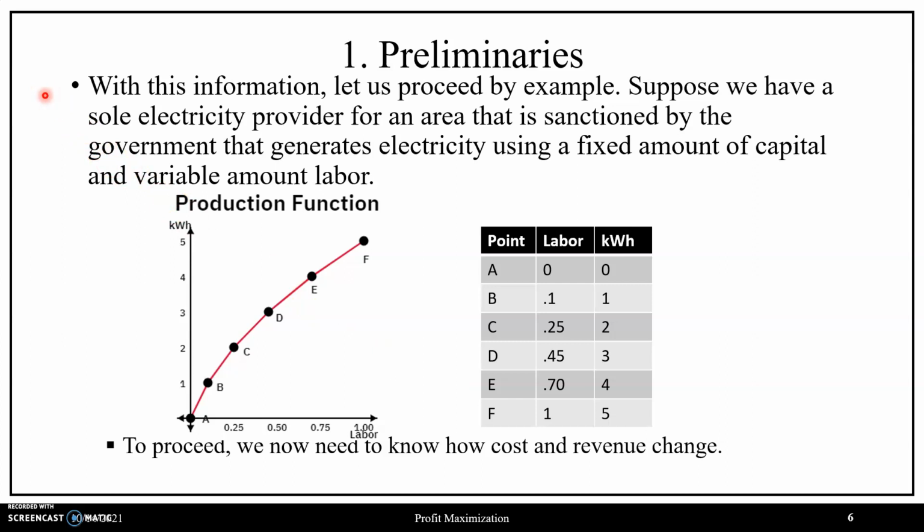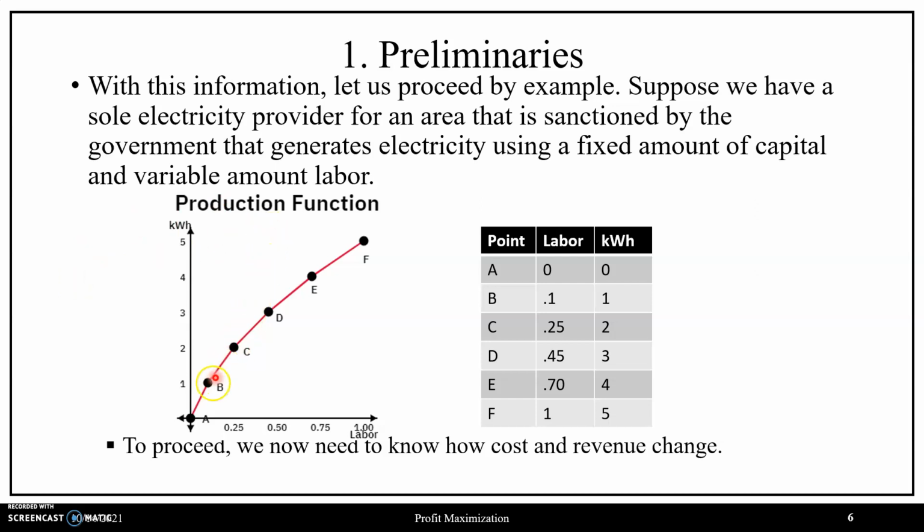Suppose that we have a sole electricity provider in the area that is sanctioned by the government, where this sanctioning from the government acts as our high barrier to entry. This electricity provider generates electricity in terms of kilowatt hours using a fixed amount of capital and a variable amount of labor. So this also translates to looking at a short-run production function, which we have below.